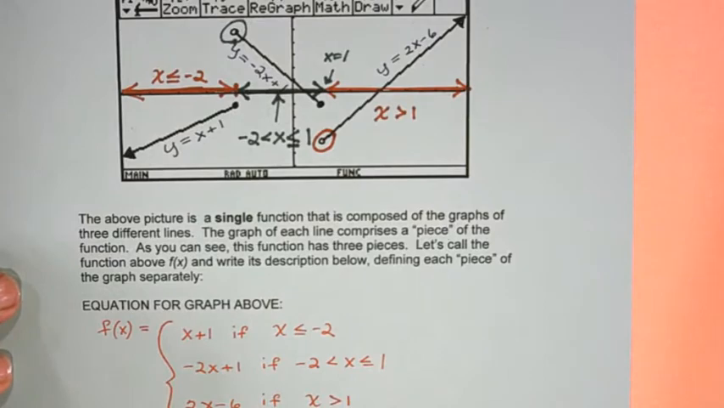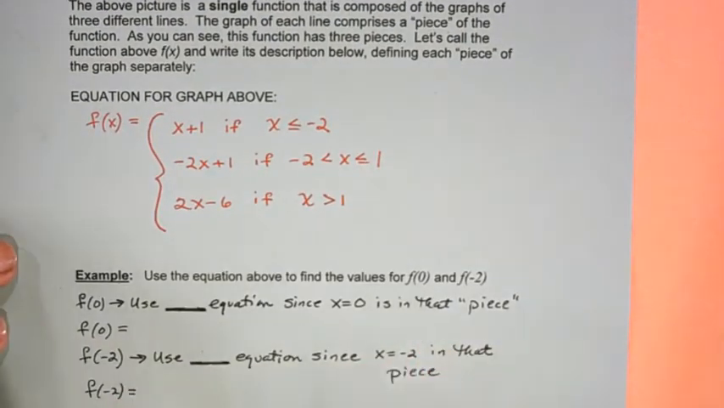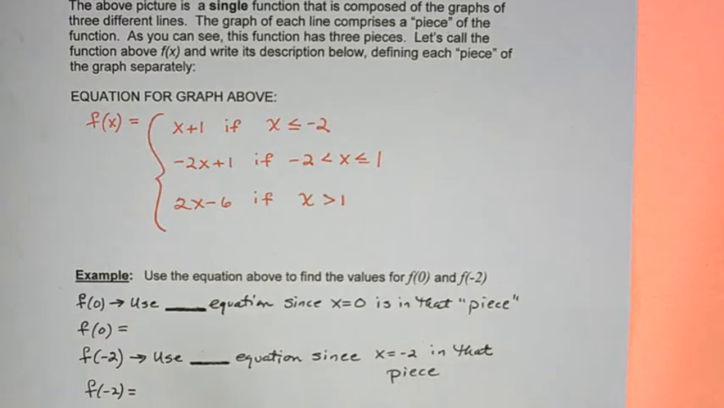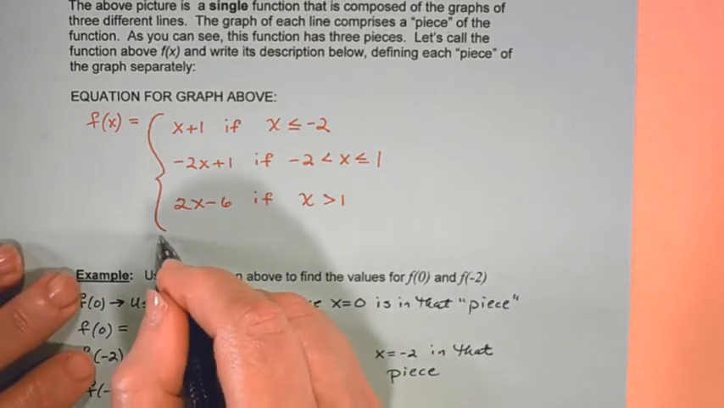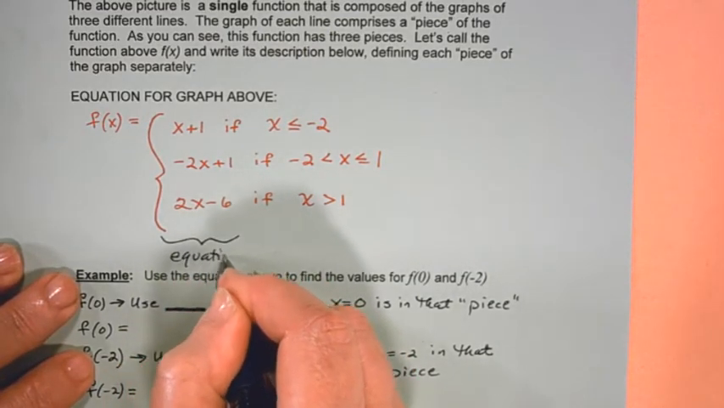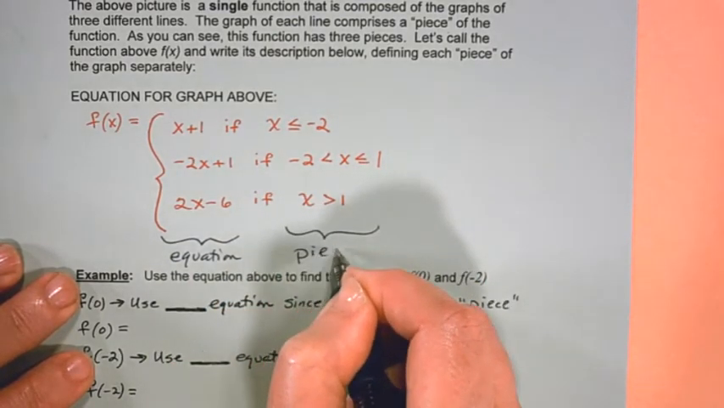So now we have the equation for that piecewise defined function. And each one of those pieces represents one of those lines that is graphed. But let's remember that when you write a piecewise defined function, the first part is always the equation, and the second part is always the piece of the x-axis that it lives on.